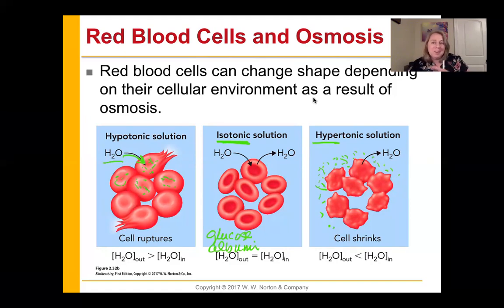So all cells basically sit inside of some kind of extracellular matrix. So you have nutrients inside of the extracellular matrix, and oxygen and ions and signaling molecules. All that can help to maintain an isotonic solution to keep those cells alive and happy.